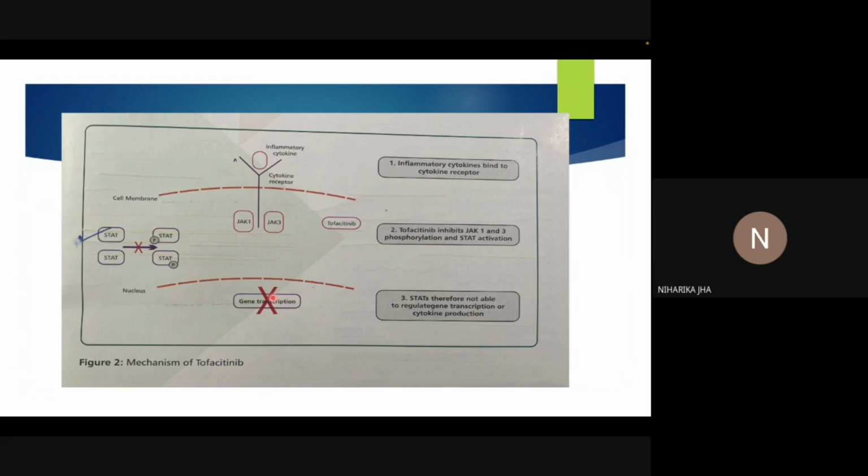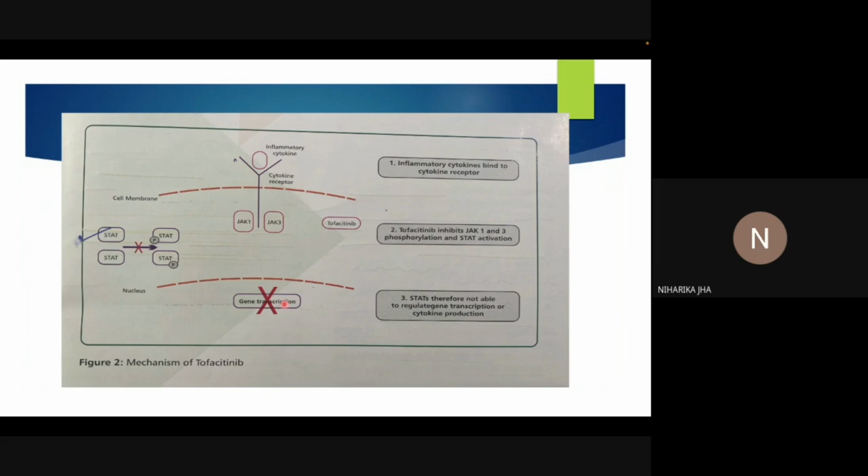So, what is tofacitinib doing? Tofacitinib is blocking the Janus kinase. It is a JAK inhibitor. So when JAK gets inhibited, it is not able to phosphorylate STAT. Once the STAT does not get phosphorylated, it does not get activated, and as a result, gene transcription of a lot of cytokines is stopped.